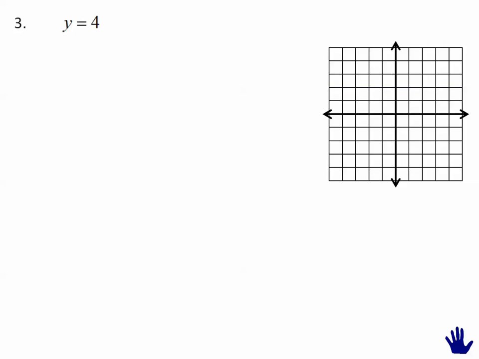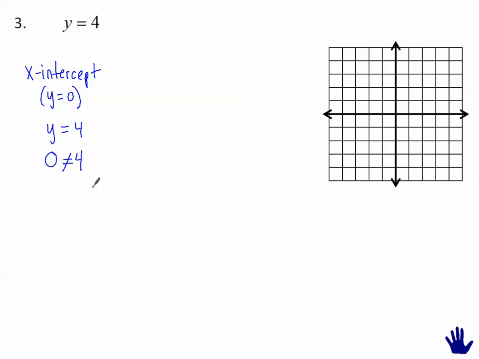Number 3, y equals 4. Now in this one, there isn't an x and a y, just a y. But we can think of this similar to the other ones. Let's start with talking about the x-intercept. Remember, the x-intercept is where the y is 0. So I take my equation, y equals 4, and in place of the y, I put 0. 0 equals 4. Well, that's not true. 0 and 4 are different numbers. 0 does not equal 4.